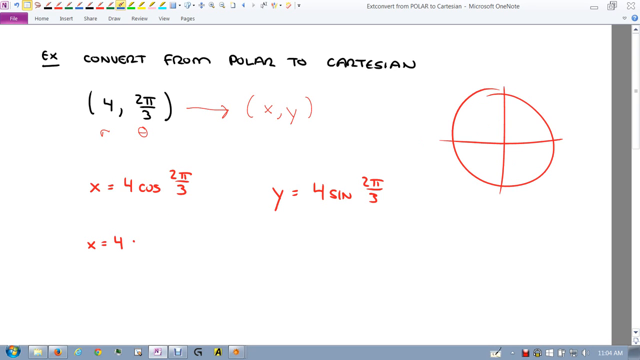Look, pi over 3 is here. 2 pi over 3 is here. What's the x coordinate of that point? It's one of the common ones. Negative 1/2?